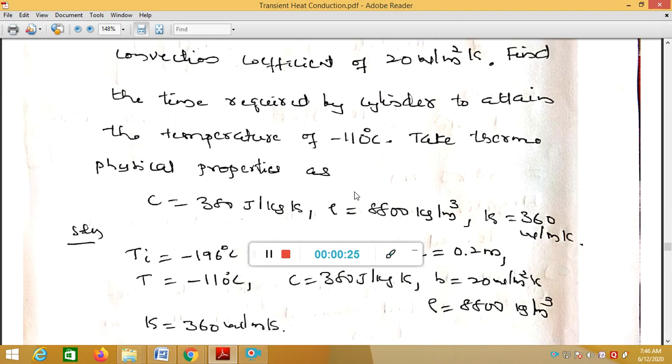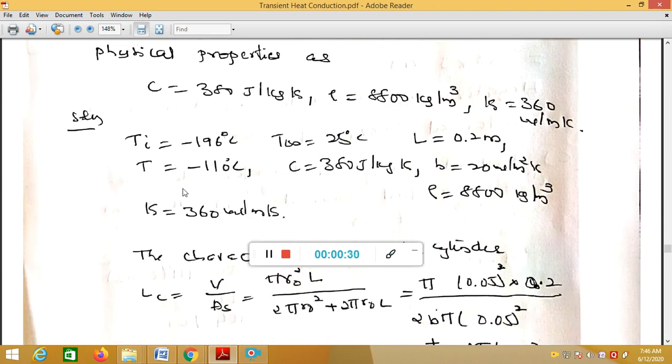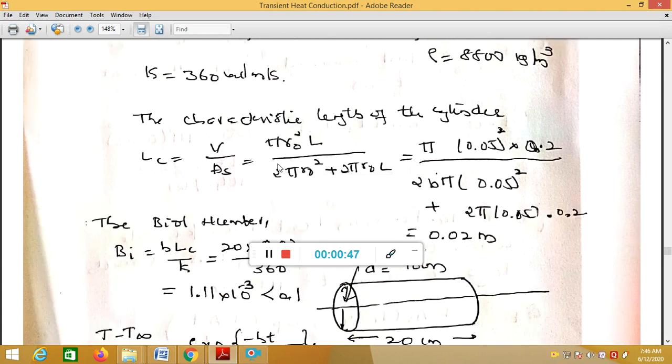Take the thermal properties of the copper cylinder, C, rho and K, as given. The initial temperature of the cylinder is minus 196 degrees centigrade. The temperature attained by the cylinder is minus 110 degrees centigrade. The ambient temperature is 25 degrees centigrade. The length of the cylinder is 0.2 meters. C, rho and K are given. Now the characteristic length of the cylinder.